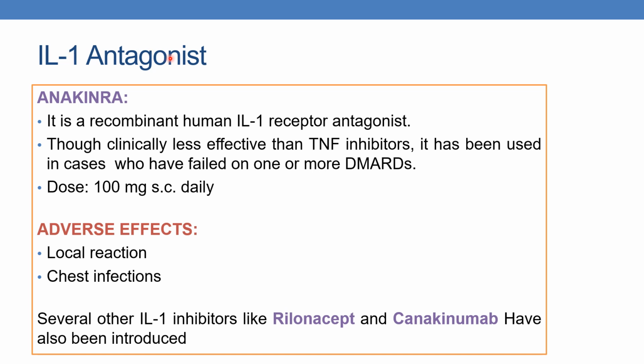The next is interleukin-1 antagonist. The first drug is anakinra. It is a recombinant human interleukin-1 receptor antagonist. Though clinically less effective than TNF alpha inhibitors, it has been used in cases who fail on one or more DMARDs. The dose is 100 mg subcutaneously daily. Adverse effects are local reaction and chest infections, and several other IL-1 inhibitors like rilonacept and canakinumab have also been introduced.